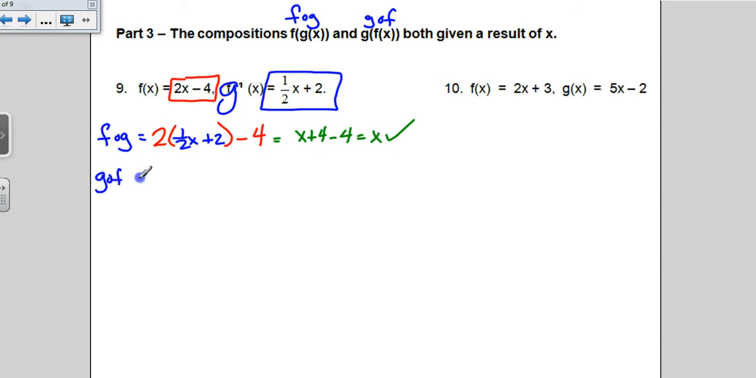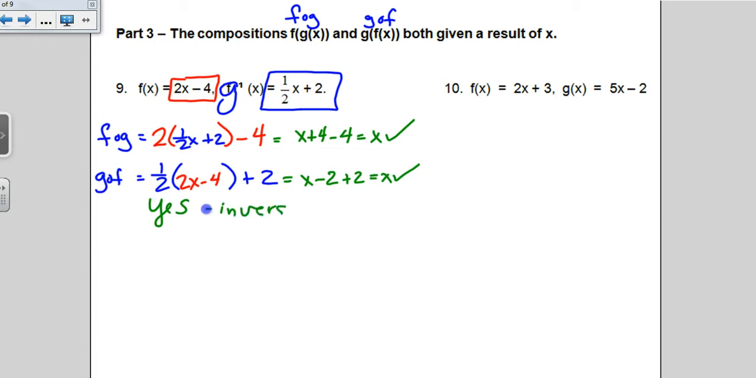G of f. So we're going to start with g, which is 1/2 x plus 2, but in place of the x, we're going to write 2x minus 4. Oh, excuse me. And then we're going to simplify. So let's see, we get x minus 2 plus 2, and those cancel out, the -2 and the plus 2, to give you an x. So yes, these are inverses. And you have to show all of that work.